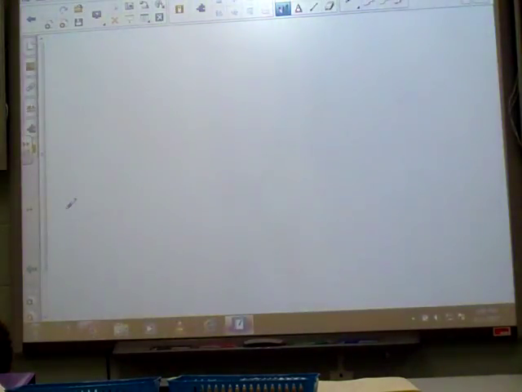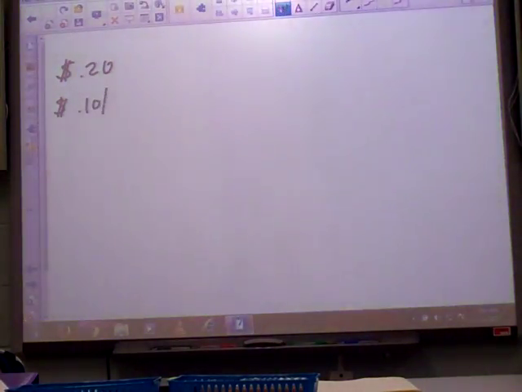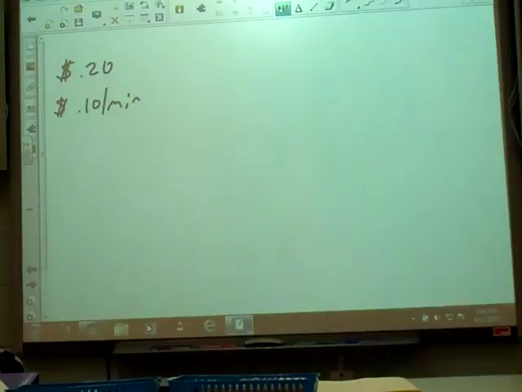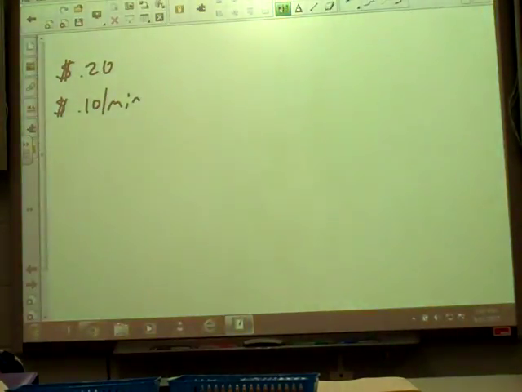All right, this one says, suppose there's a flat rate of 20 cents, so something's going to charge us 20 cents no matter what, plus a charge of 10 cents per minute to make a telephone call. Write an equation that gives the cost y for a call of x minutes. And by the way, y'all don't know about this because of cell phones, but this is how it really used to be.